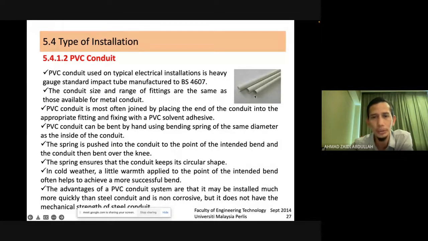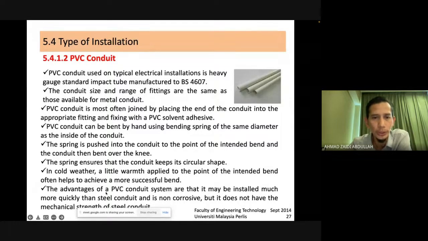Senang je ni. Kalau you nak bend guna tangan memang boleh, tak ada masalah. You just put in a spring, spring bender kita panggil, kita letak kat dalam tu, kemudian kita just bengkokkan je, so dia akan dapat very good shape depending on whatever degree that we want. So it is much easier compared to the steel conduit. This is a little bit on how to bend it.